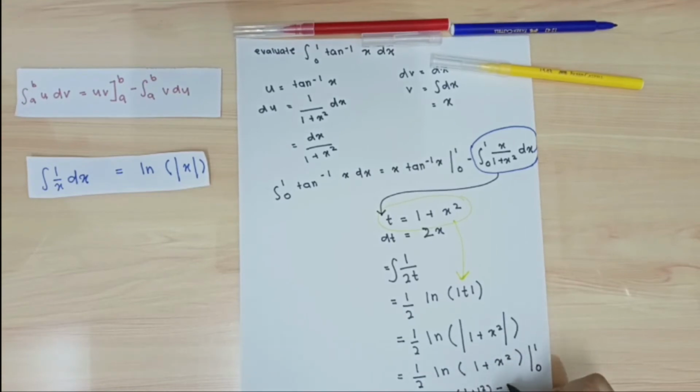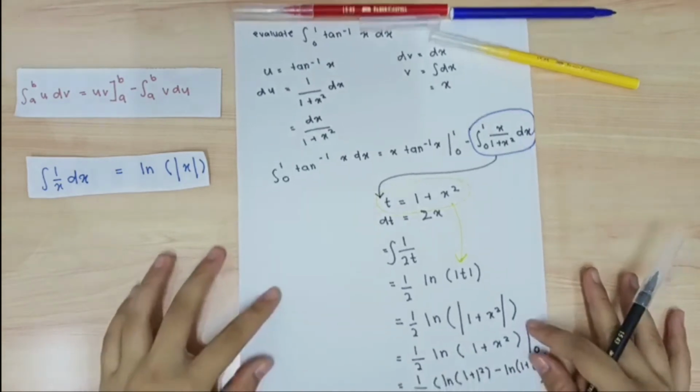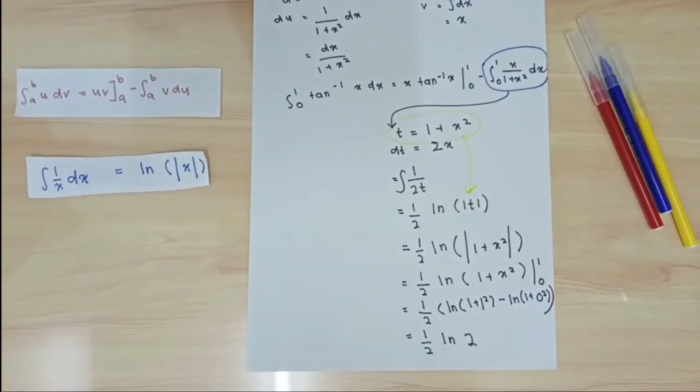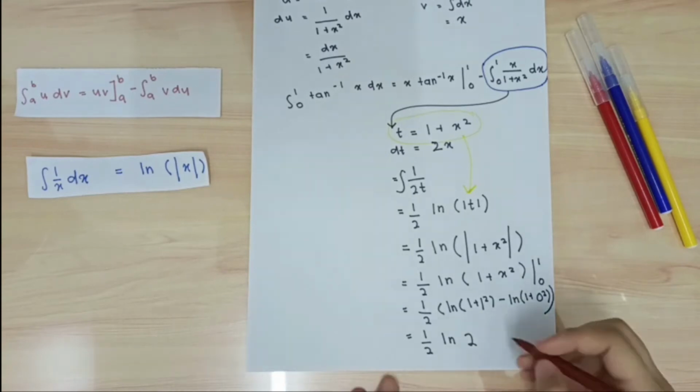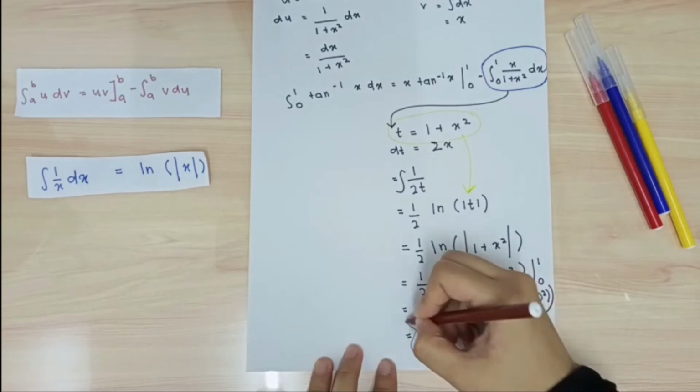Calculate the expression. Simplify the expression, we will get 1 half ln 2. Let's put it back into the first expression.